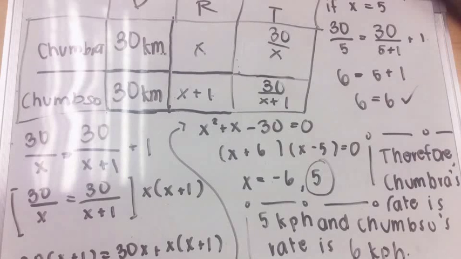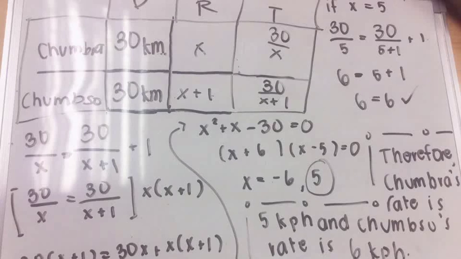We know from the problem that the distance of Chumbra and Chumzo is the same, giving us 30. The rate is a representation of x and x plus 1. And their time, as we know, is d over r, I'm sorry, distance over rate. So now we know that 30 over x is the time of Chumbra, and 30 over x plus 1 is the time of Chumzo.